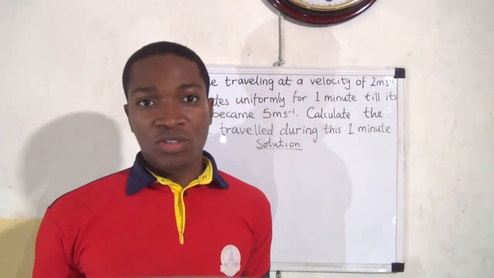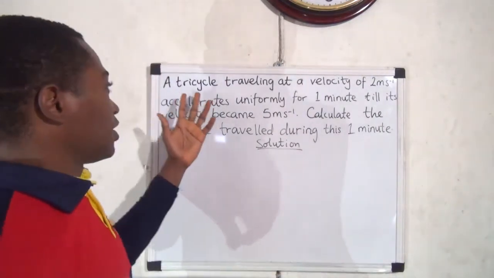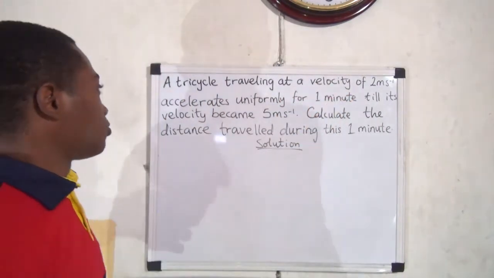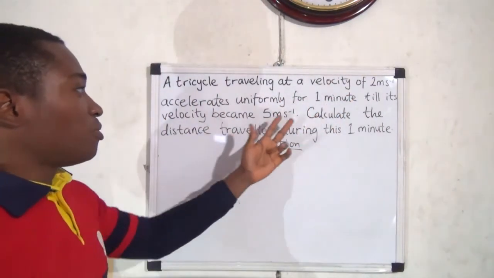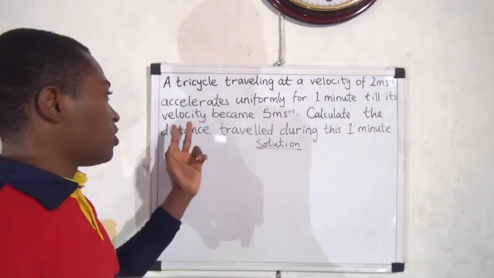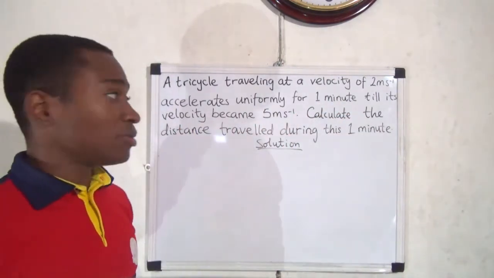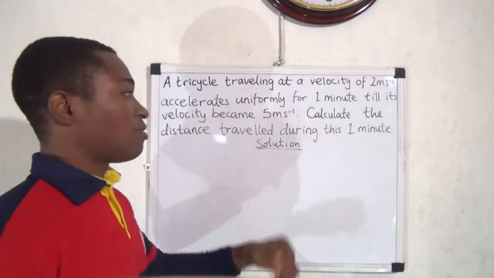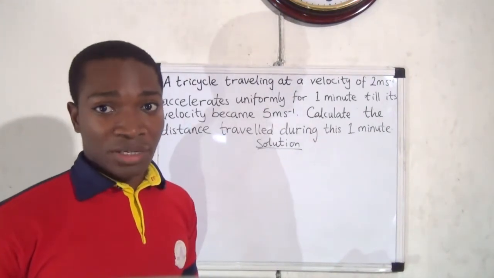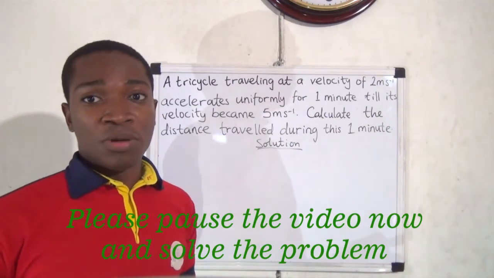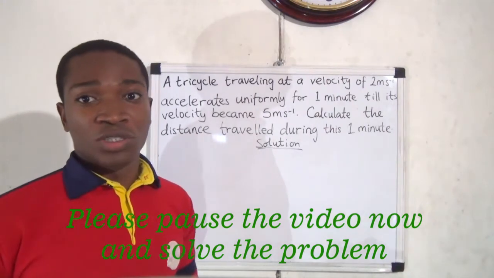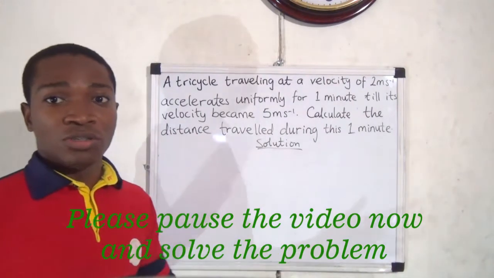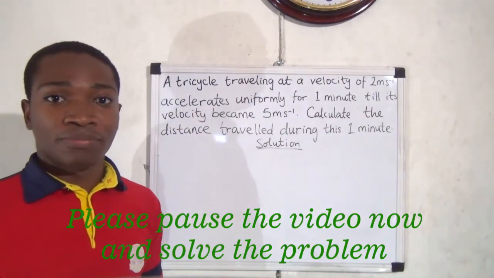You have to solve this question. A tricycle traveling at a velocity of 2 meters per second accelerates uniformly for 1 minute till its velocity became 5 meters per second. Calculate the distance traveled during this 1 minute. How would you solve this problem? Pause this video and solve this question. When you are done, you compare your answer with mine.